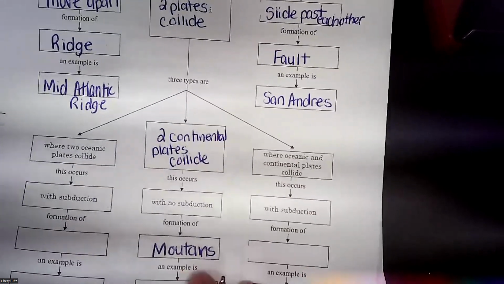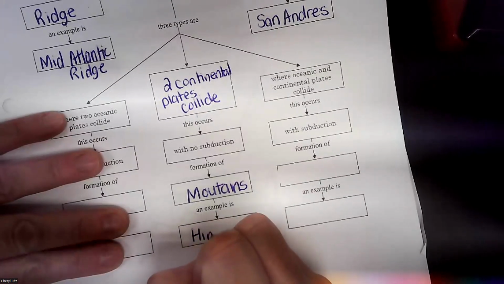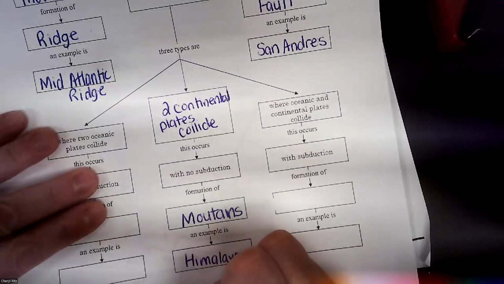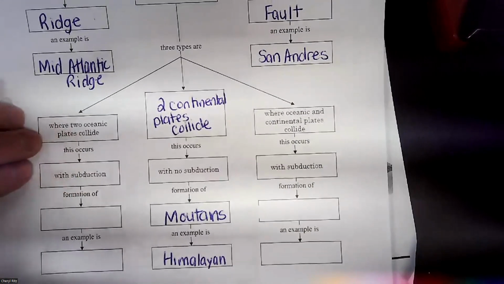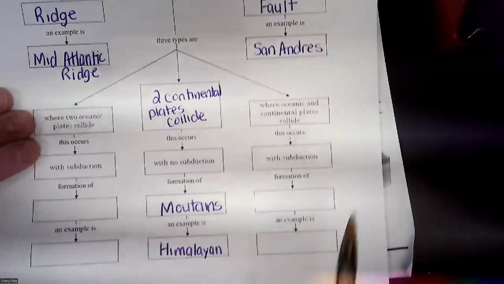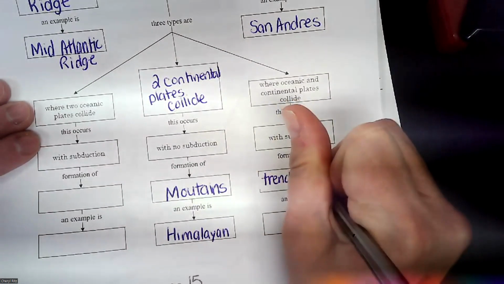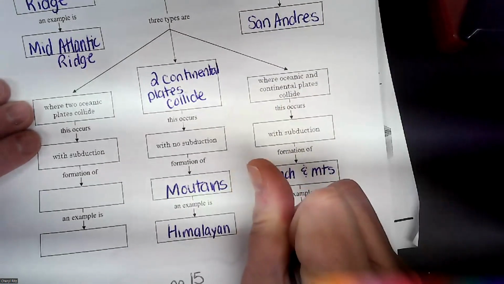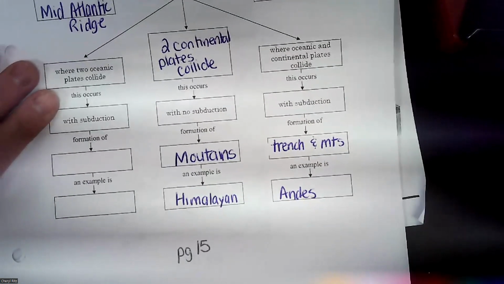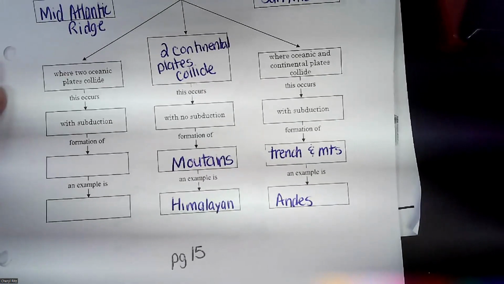And before anybody teases me for not knowing how to spell them, Himalayan. Then we can pick a different one where an ocean and a continental plate collides. This occurs with subduction and the formation of a trench and mountains. Best example of this is the Andes Mountains, where South America and the Pacific Ocean in the form of the Nazca Plate are coming together. We get the Peru-Chile Trench and the Andes Mountains.